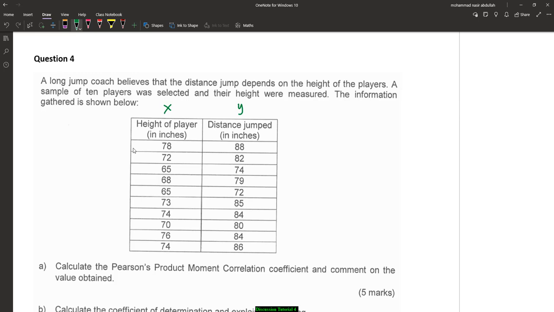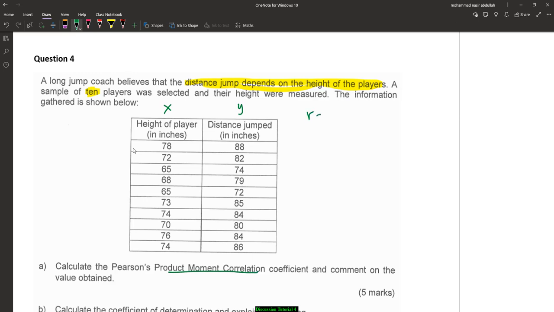Ini cara paling cepat lah. Kalau tak ada soalan predict then you need to read the question carefully. So then still we need to read the question lah. A long jump, coach believe that the distance jump depend on, dia dah bagi tahu clear, distance jump depend on height of the player. So this is the answer, right? So a sample of 10 players was selected and their height were measured. So now the first question is calculate the Pearson product moment correlation.